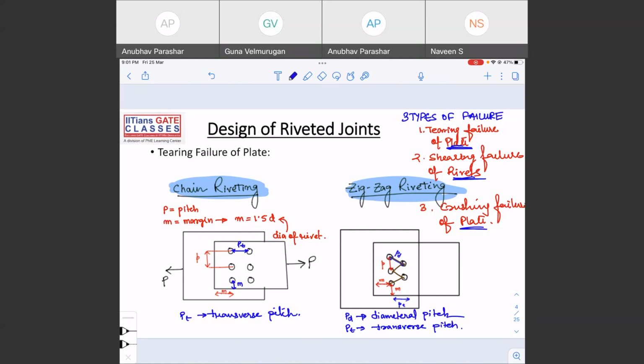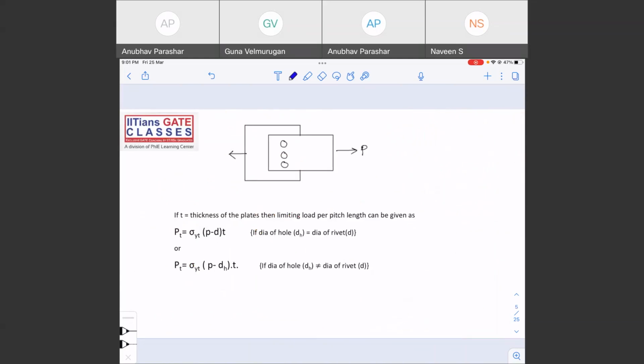Right. So first let us see what is the tearing failure of a plate. Let us try to understand it. Suppose this is a lap joint. What is there in the picture is a lap joint, single riveting, as you can see. Only one row of rivet is there.